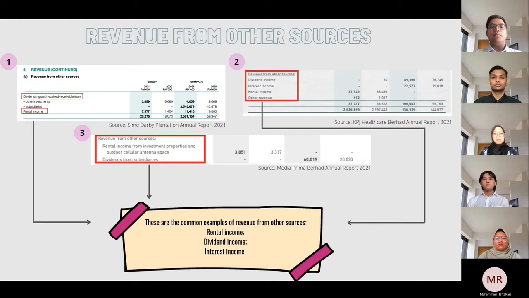Alright, in this slide, we will talk about revenue from other sources. As you can see, we attach three revenues from other sources from various industries, which are SMW Plantation from the plantation industry, KPJ Healthcare Berhad from the healthcare industry, and Media Prima Berhad from the media industry. Most of the items for this part are the same, and as mentioned by Hafiz earlier, revenue from other sources is not part of revenue from contract with customers. Hence, these are the common examples of revenue from other sources. First is rental income, dividend income, and also interest income.